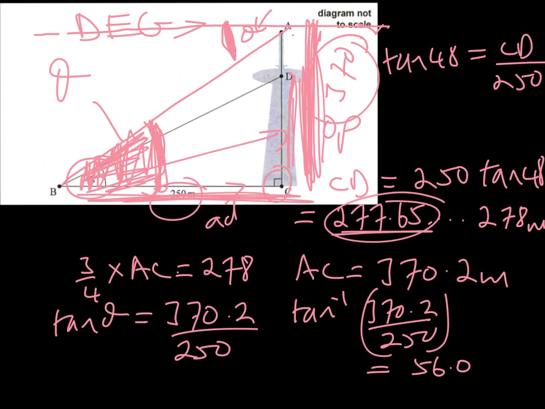56.0 degrees to 3 significant figures. I think actually that can give you an answer of about 55.97 or something, depending on accuracy. But that should give you about 56.0 to 3 significant figures.